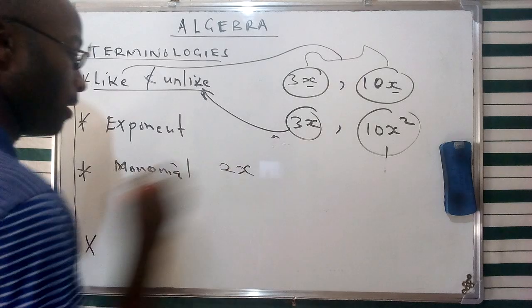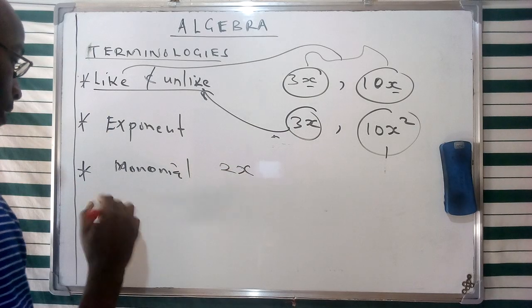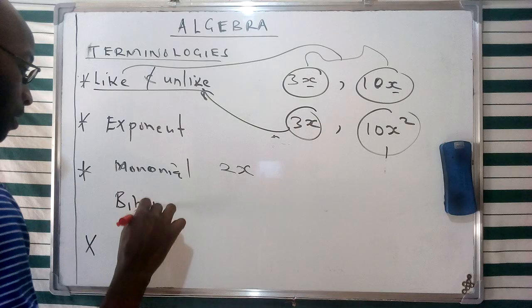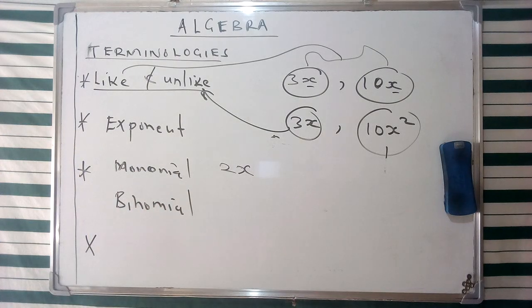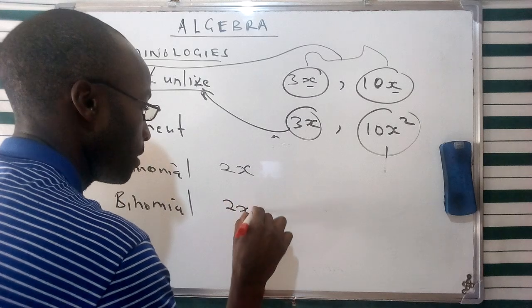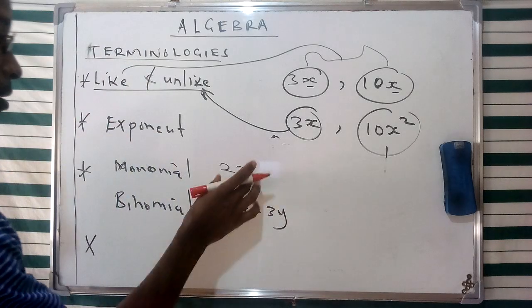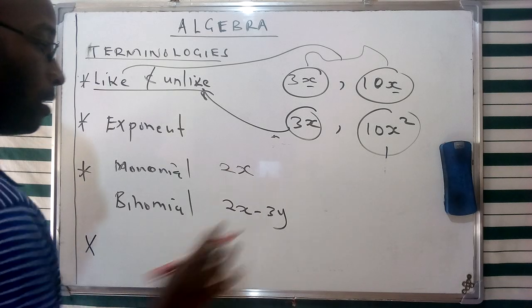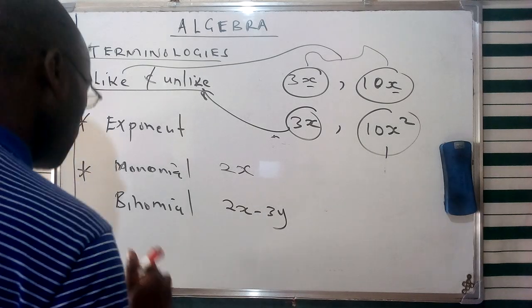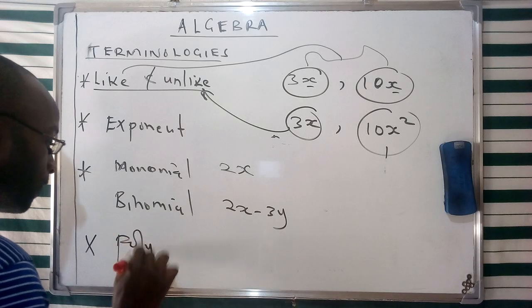It can be given as an example of 2x, and then we have an expression with two terms, which is a binomial. For the binomial, I can give an example of 2x minus 3y. As you can see, this one is a first degree expression, which I'm trying to contrast with the first example I've given. And then we're going to have a polynomial.